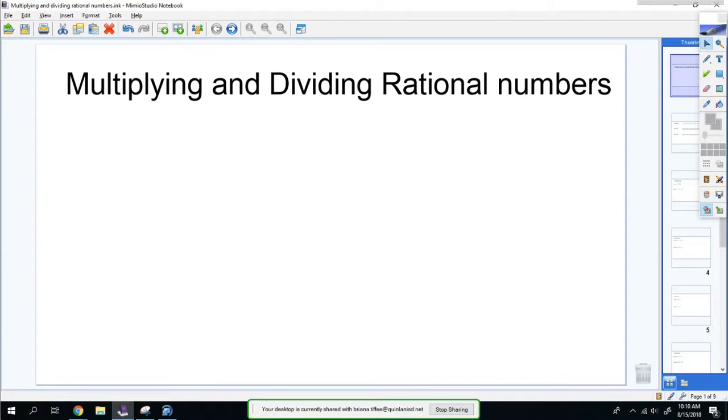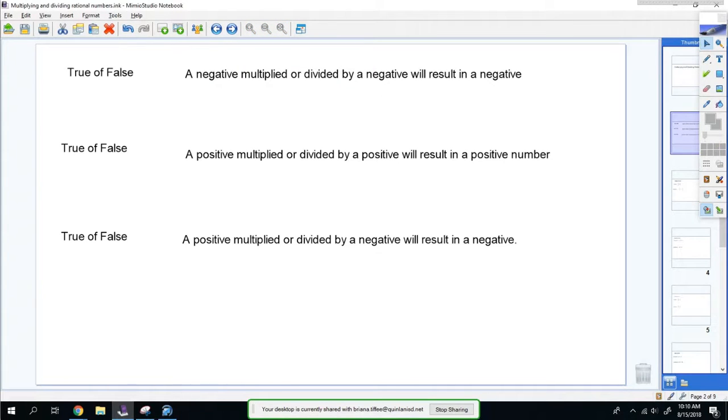Okay, so today we're going to be doing multiplying and dividing rational numbers. This will be an Edpuzzle video. I want you to go at your own pace to see what you can and cannot do. So the first couple of questions are going to be true or false. You can follow along on your notes.